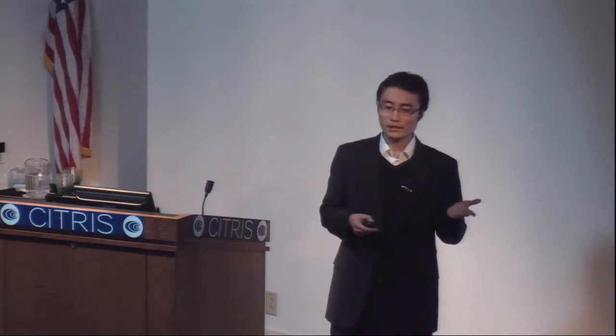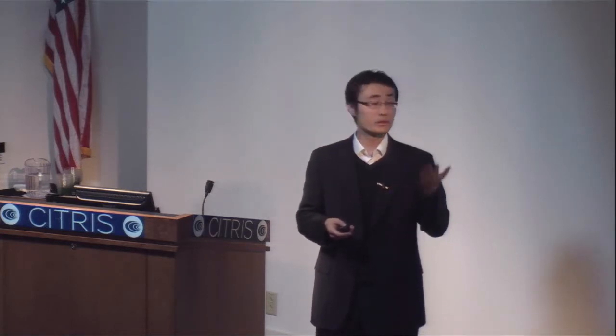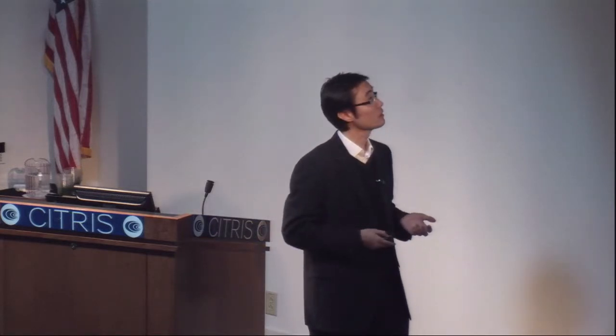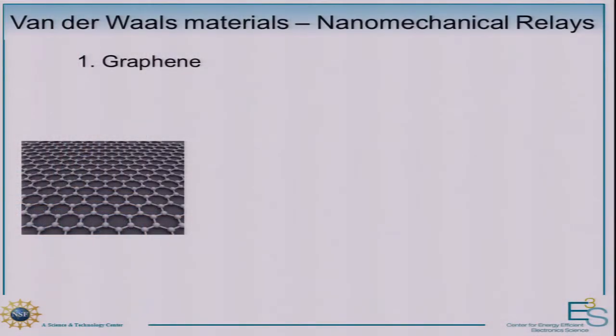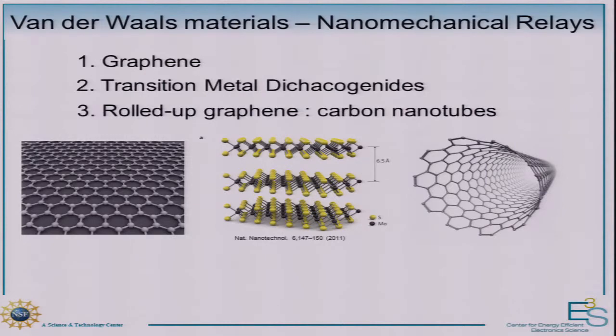These are typically layered materials with strong atomic bonds in the x and y direction, while in the z direction there's only weak van der Waals interaction. One of the most popular examples would be graphene, which is essentially a single layer of graphite. There are also transition metal dichalcogenides, such as molybdenum disulfide, that Professor Feng and Professor Zave talked about yesterday. There are also carbon nanotubes. Carbon nanotubes are, strictly speaking, not two-dimensional materials. However, they're essentially rolled up graphene, with the same atomic bonds as graphene.